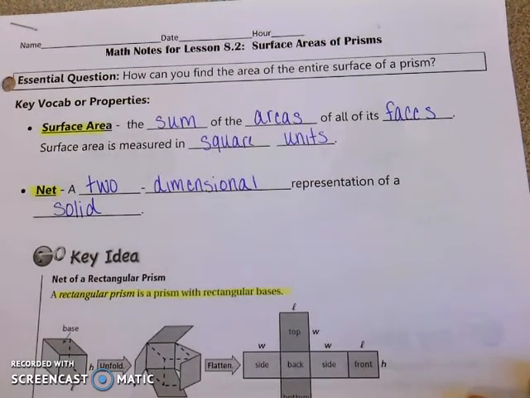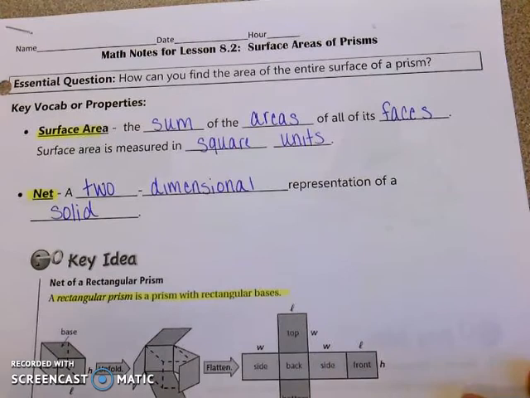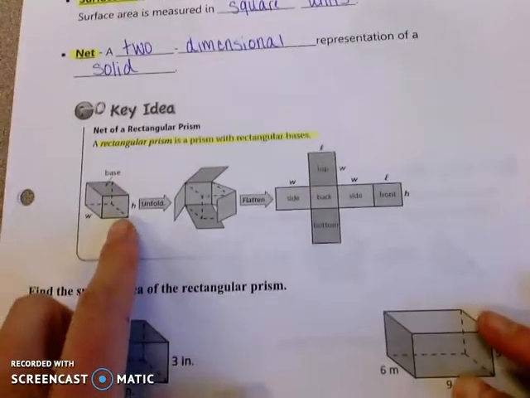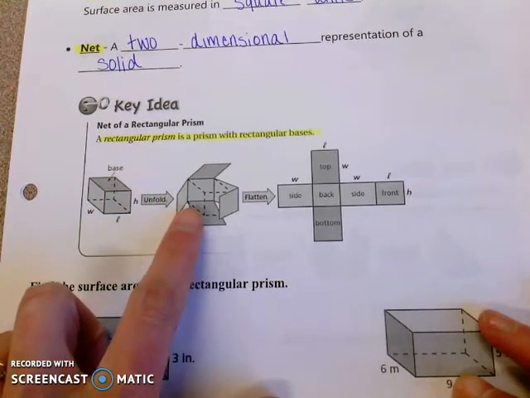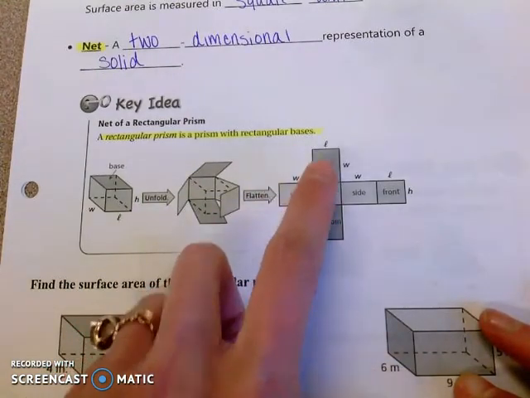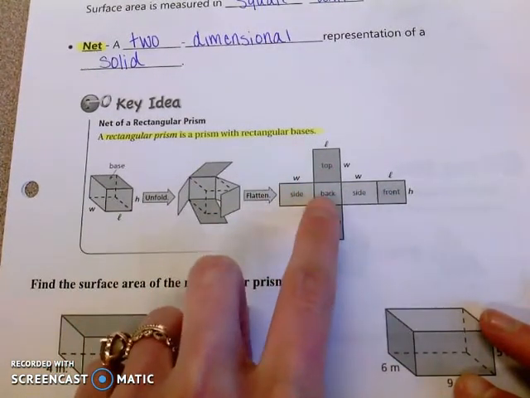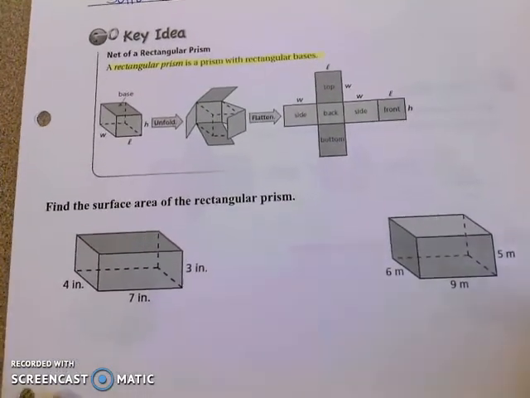A lot of times we can use what we call a net, which is a two-dimensional representation of the solid. So a net looks something like this. Here's my rectangular prism. It's made of all of these rectangular bases. And essentially a net is where you're just unfolding that, so it would look like this. So you can see the top and the bottom, the front and back, and the two sides. It's just unfolding the figure. So sometimes a net can be helpful when finding surface area. So let's go ahead and look at some examples together.